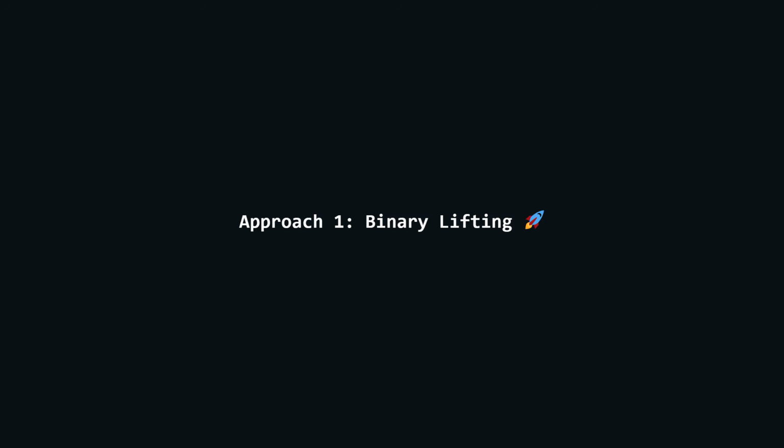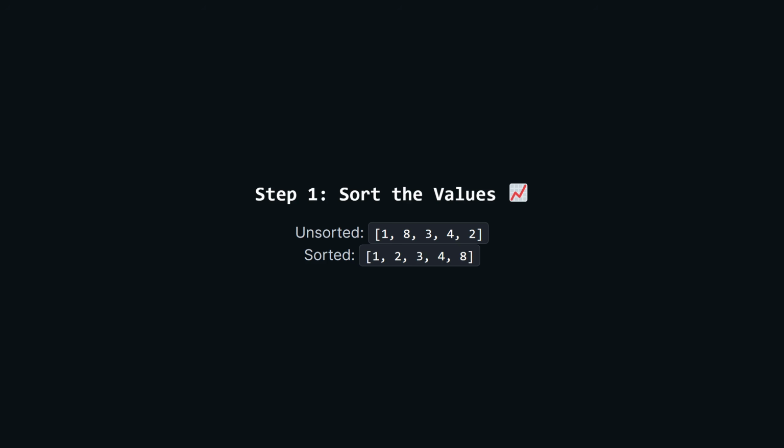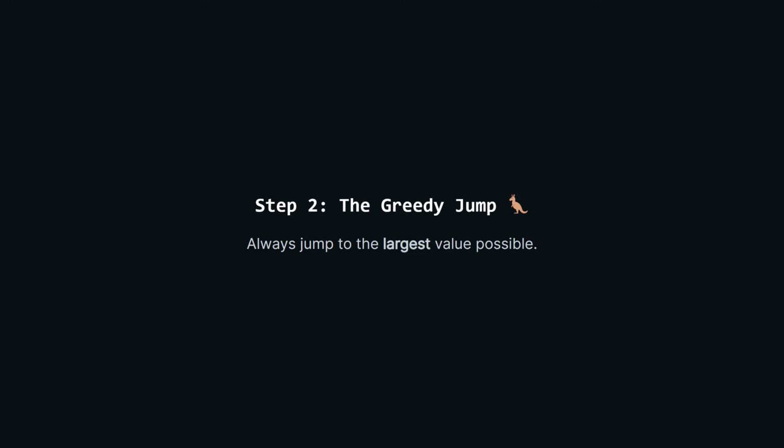The absolute most efficient way to tackle this is using a brilliant technique called binary lifting, which is usually used for trees, but works perfectly here. To figure out the fastest route to larger numbers, it makes total sense to sort our unique values first, so we have a clear, predictable path going upwards. If we are trying to cover the most distance with the fewest moves, our best strategy from any spot is to jump as far to the right as our maximum difference limit allows.